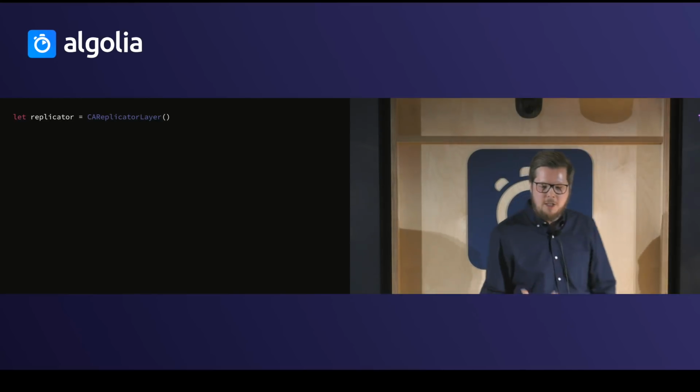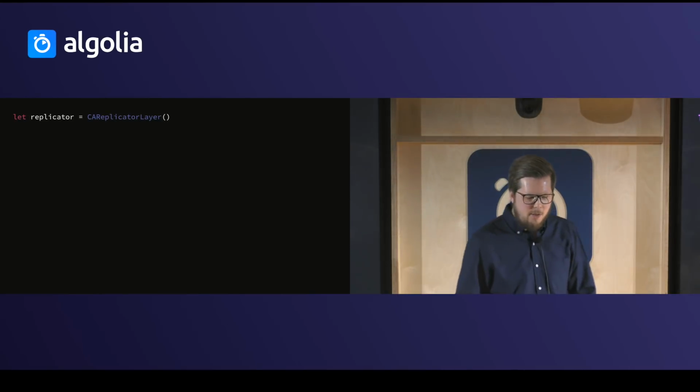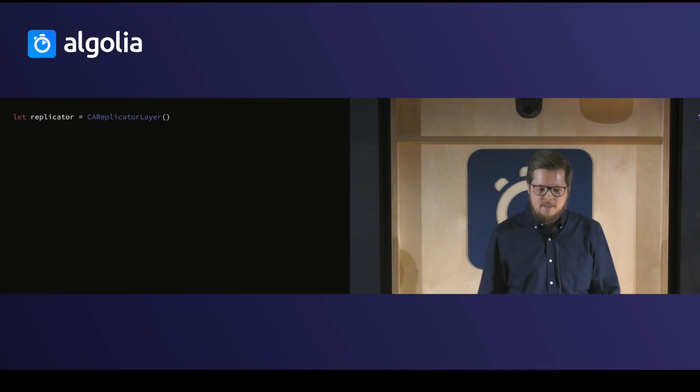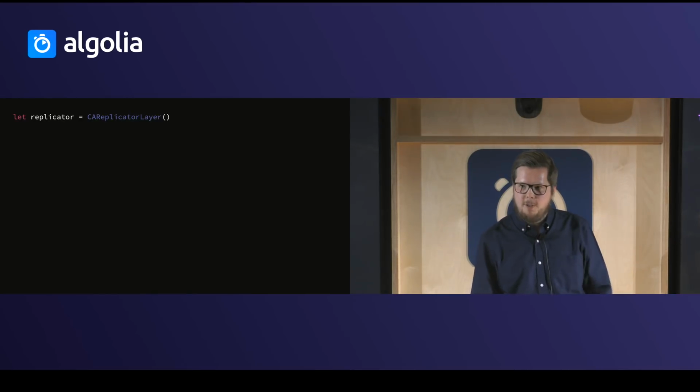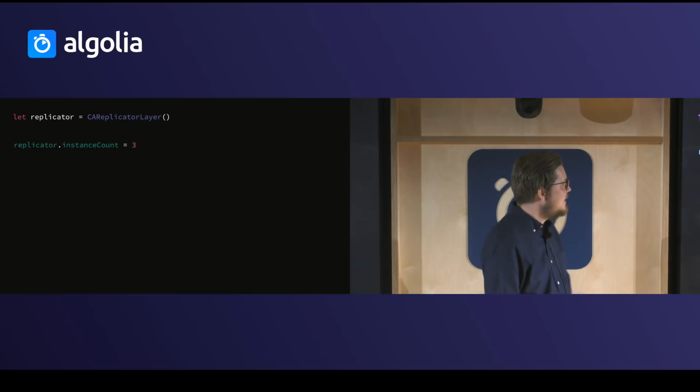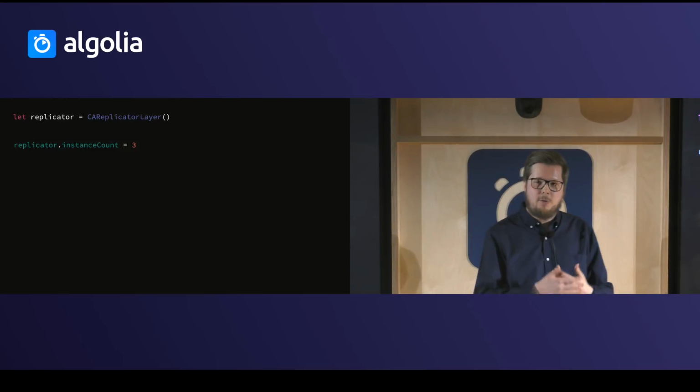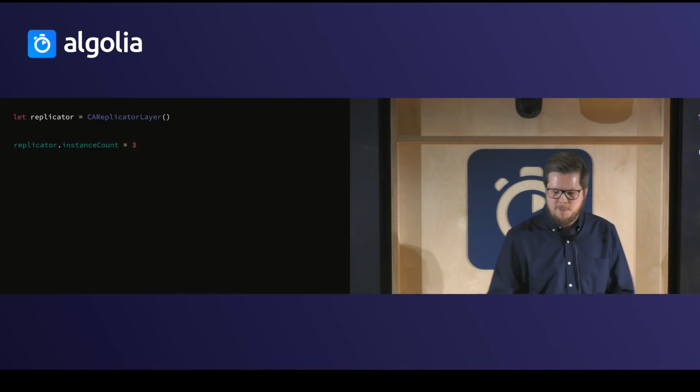Let's dive back into our code, and let's take a look at how we can use a replicator layer. So we're going to start by, again, creating an instance. In this case, it's CAReplicatorLayer. And the core property that you use with replicators is the instance count. It's how many copies the replicator should create. In this case, we're setting it to 3, so we want to create 3 copies of our source material.